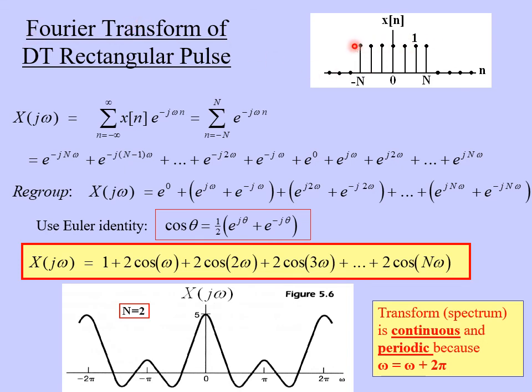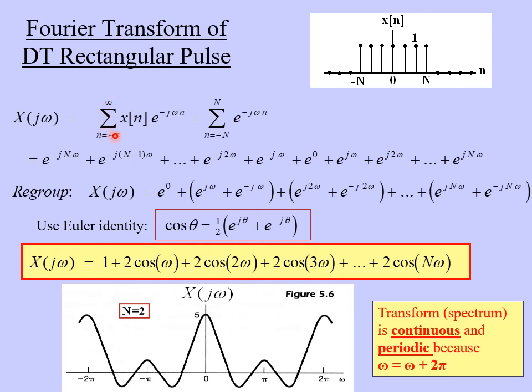You can see it has a value of 1, and the pulse goes from negative uppercase N to positive uppercase N. So this is the pulse width from here to here. I guess the pulse width would be 2N plus 1. So our goal is to find the Fourier transform, X of j omega, of this signal here. What we can see is that our sequence has a value of 1 as long as we're in between negative N and N.